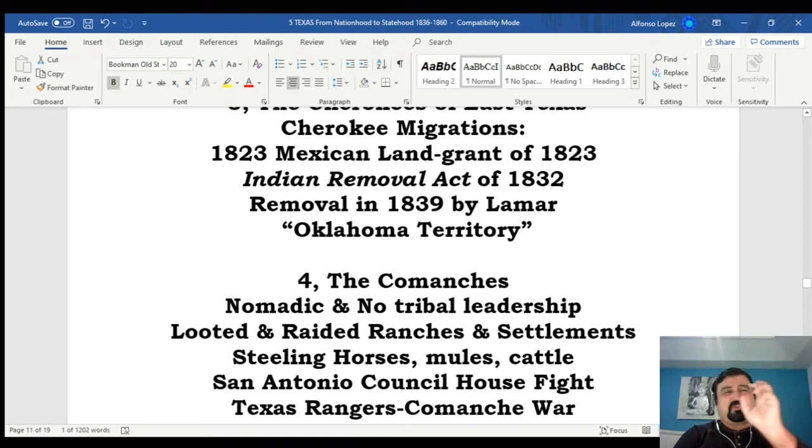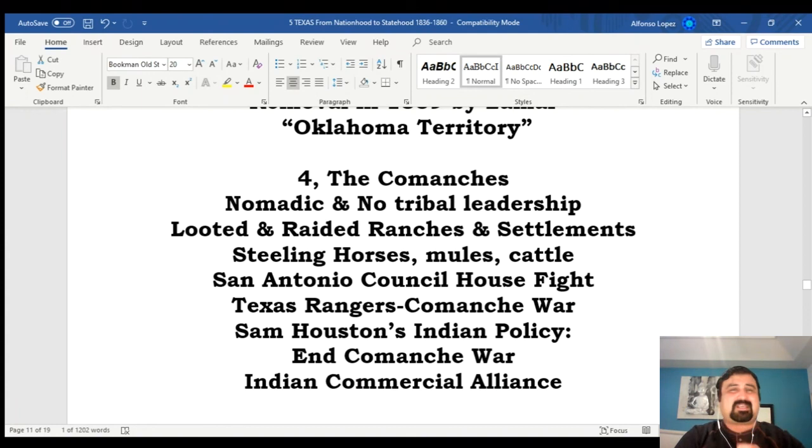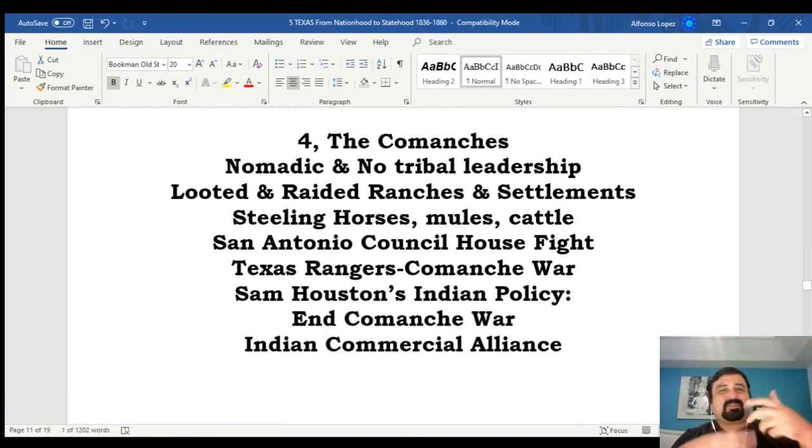And of course, this is the situation we're going to see, that during this period of time the Cherokees are finding increasing problems in Texas because of this change of policy by President Lamar. And last but not least, the Comanches. Okay, this is another group from the plains of Texas, what is called the Panhandle area.